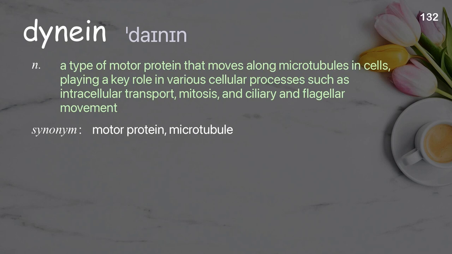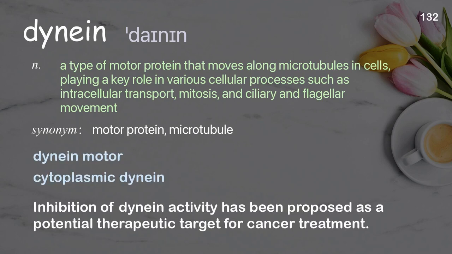Dynein. A type of motor protein that moves along microtubules in cells, playing a key role in various cellular processes such as intracellular transport, mitosis, and ciliary and flagellar movement. Examples: Dynein motor, cytoplasmic Dynein. Inhibition of Dynein activity has been proposed as a potential therapeutic target for cancer treatment.